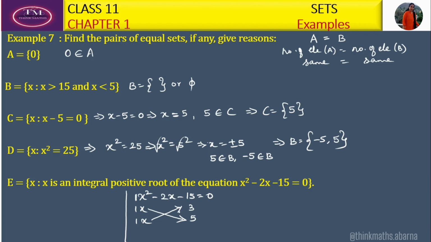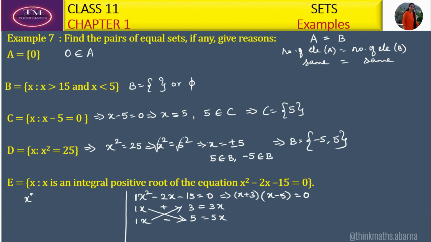Now 1x into 3 is 3x, and 1x into 5 is 5x. We need minus 2x. How will you get minus 2x? Minus 5x plus 3x is minus 2x. So minus 5 comes here, so put the minus here and plus here. So it is x plus 3 into x minus 5.